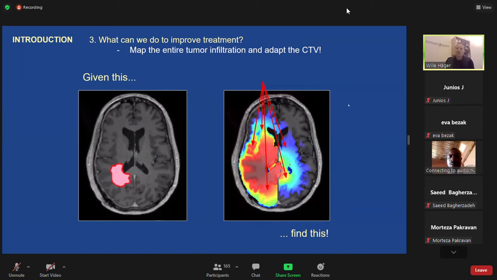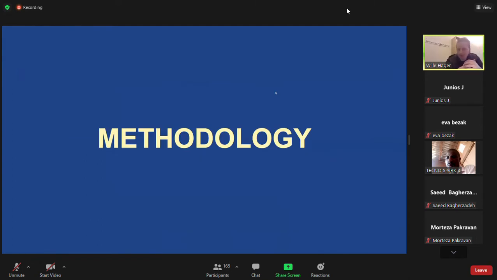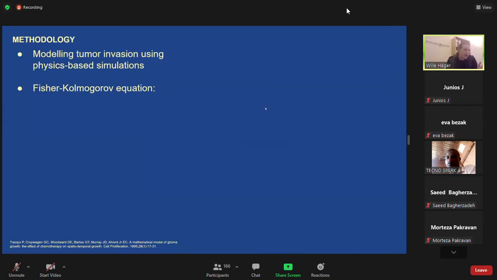And I want to then propose a fourth question. That is actually what we're going to focus on today. How well does the CTV match with the predicted tumor invasion? So the first step to finding an answer to this question was to try to model the actual tumor invasion. Now, being a physicist, I tried to use a physics-based tool to model this.